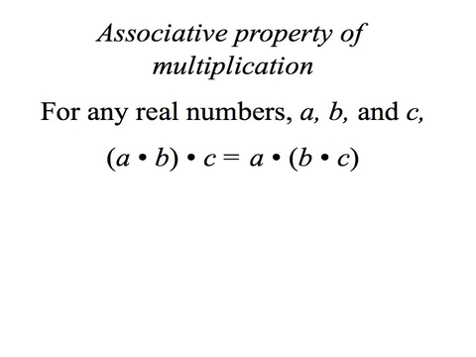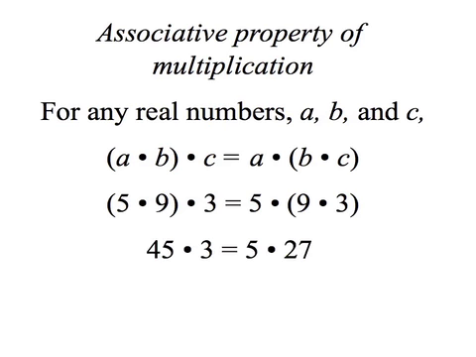The associative property also works for multiplication, and that bears a demonstration. We have three new numbers. For multiplication, 5 times 9 times 3, and on the left we group the 5 and the 9 together to get 45. On the right we group the 9 and the 3 together to get 27. And once again, we are now looking at two different multiplication problems, 45 times 3 and 5 times 27, but the product, 135, is the same for both multiplication problems.